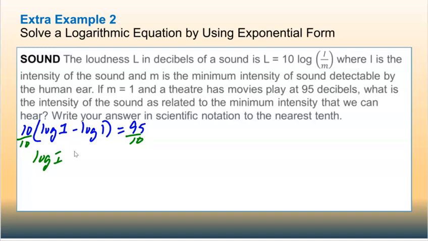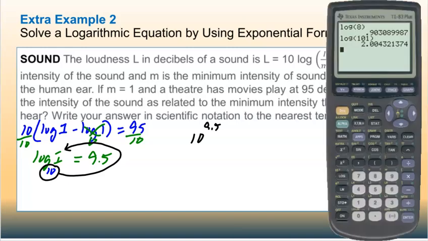Now log of 1 means base 10 raised to what power gives me 1? Well, I know that anything raised to the 0 power is 1, so log of 1 would equal 0. So if this is 0, I don't need to put minus 0 down. Now all I have left is log of I on this side, and 95 divided by 10 is 9.5. Now from this point, I can use exponentials. So remember, this is base 10, so 10 to the 9.5 power is going to give us our intensity.